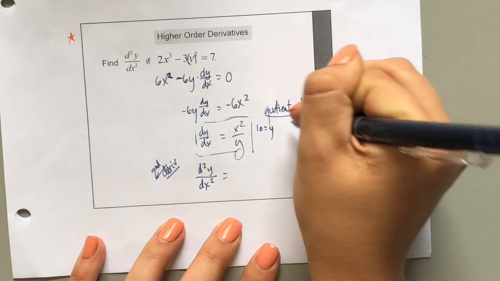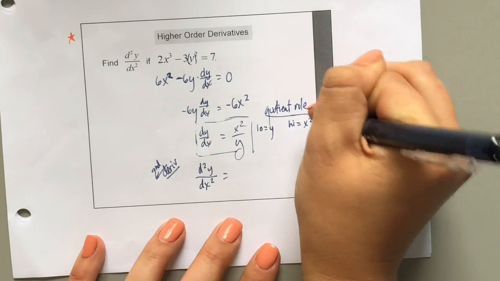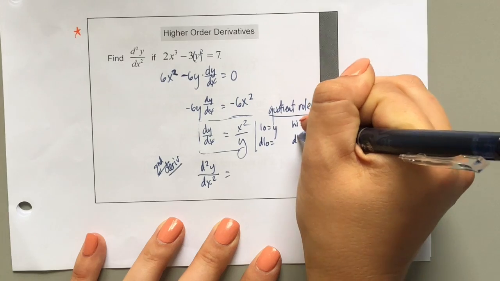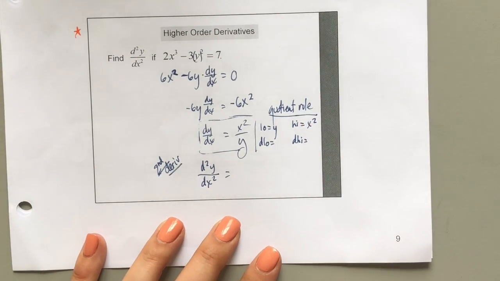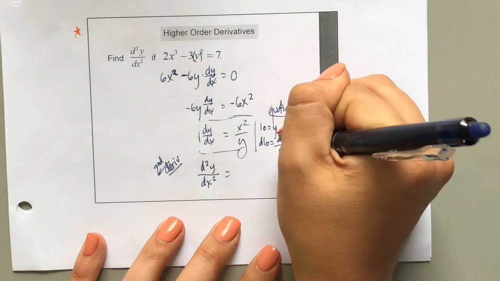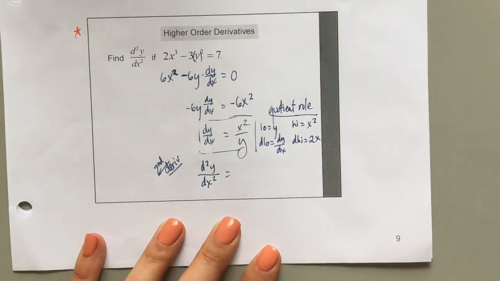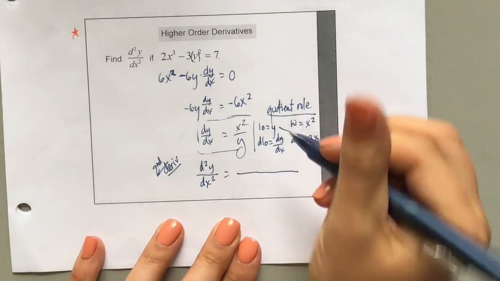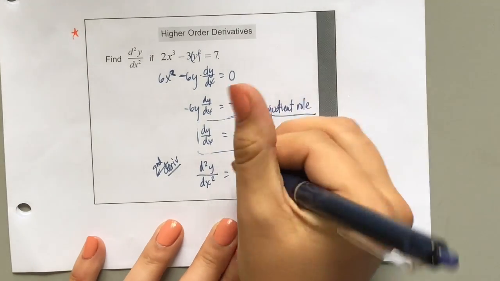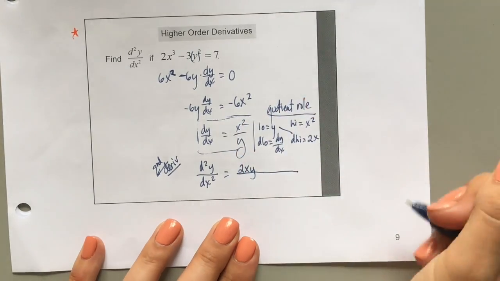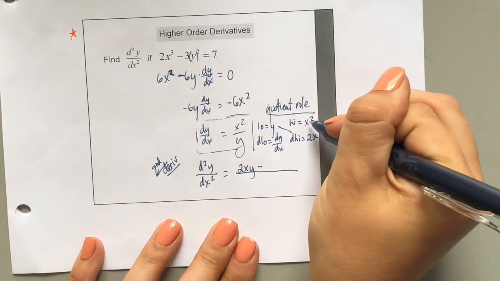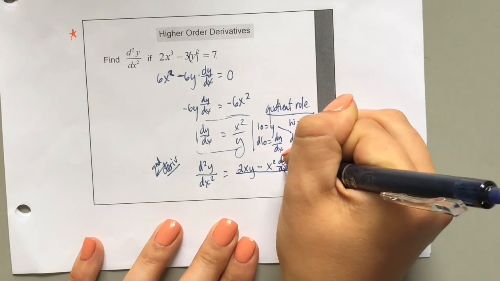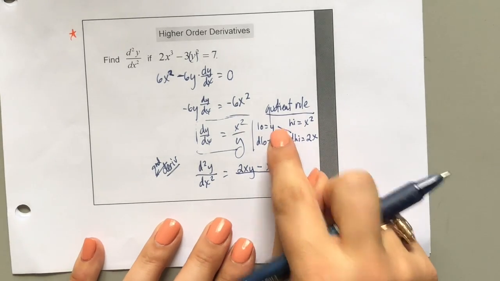So low is y, high is x squared. Okay. So d low, d high. Let's figure out what each of those are. So d low is dy dx, d high is 2x. Okay, so now I'm going to do the quotient rule. Low d high, so y times 2x. I'm going to write it with the coefficient and then alphabetical order. 2xy minus high d low, x squared dy dx, over low squared.